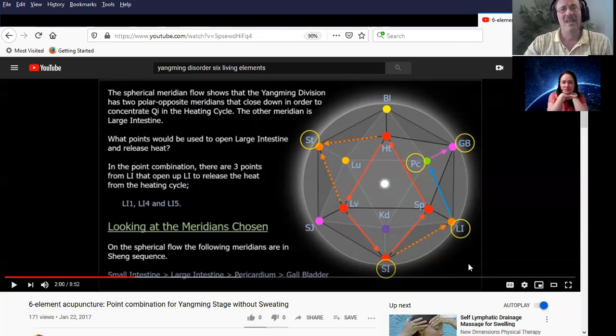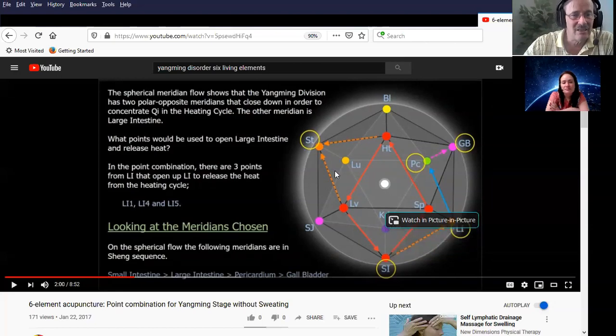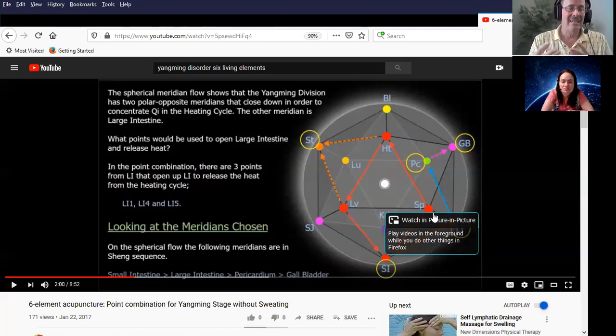Okay, so what's going on here? The spherical meridian flow shows that the Yangming division has two polar opposites, the stomach and the large intestine. And they close down in order to concentrate qi in the heating cycle. So if you close down stomach and close down large intestine, what do you basically do? Well, on one side of the sphere, you generate heat. Heart, liver, spleen, some small intestine. Heart, liver, and spleen creates heat. You have this fire. And as the liver feeds into the spleen, it creates the fuel for fire. If you concentrate heat in heart, liver, and spleen, you have the yin substances of blood and yin, the earth substance, to feed the heart fire, and you can raise the temperature.